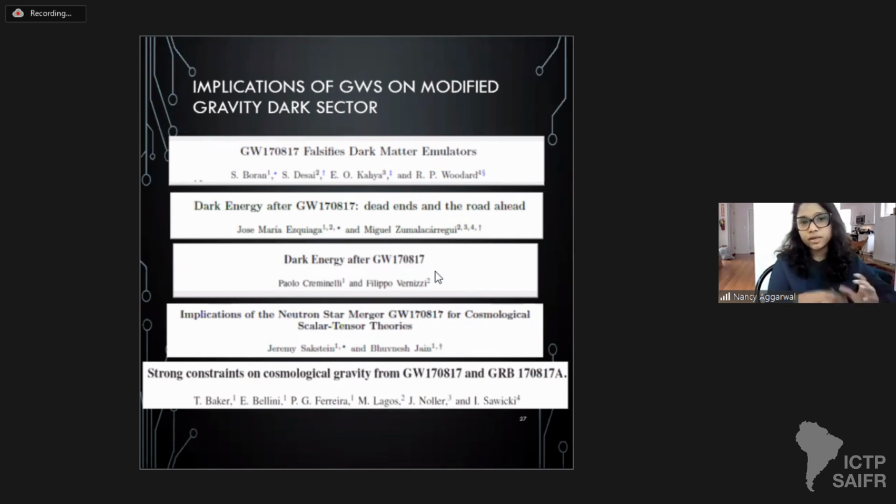And in the spirit of this meeting, I went back and found all of my slides from a journal club I gave at MIT 4 years ago when these papers were published. But essentially, all of these papers were looking at the state of modified gravity and dark energy and dark matter after the measurement of this neutron star merger.